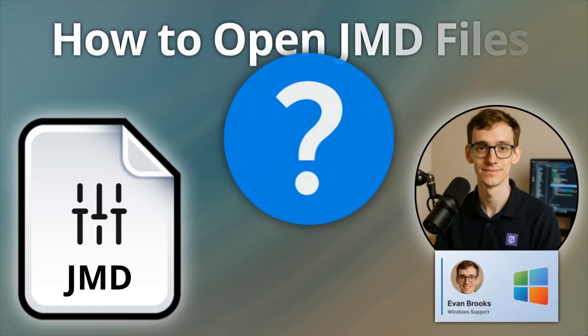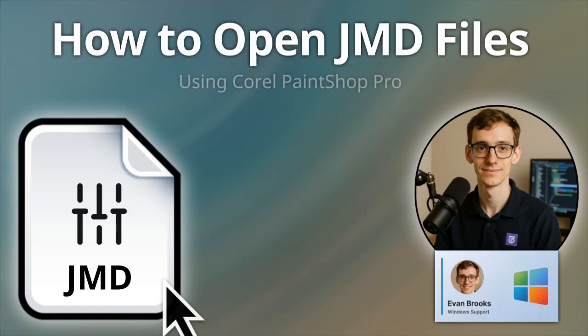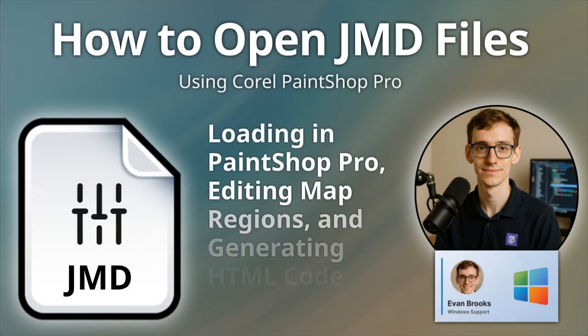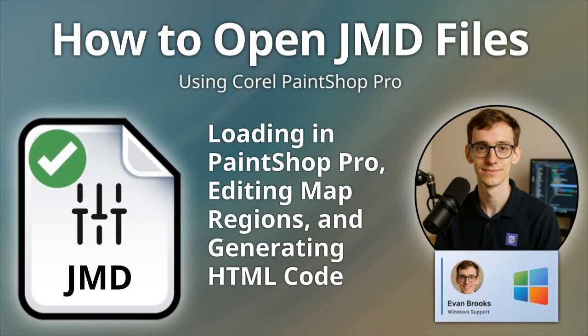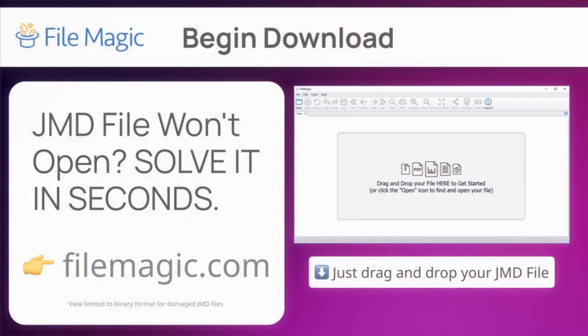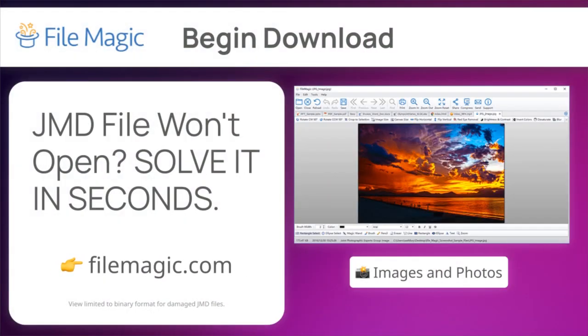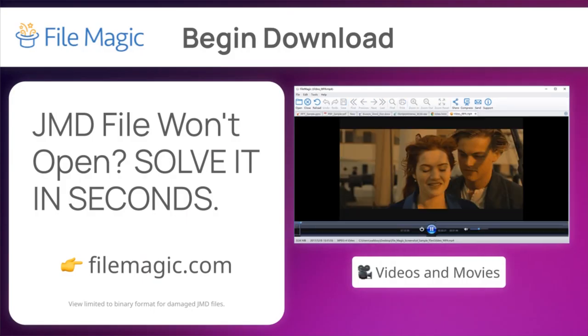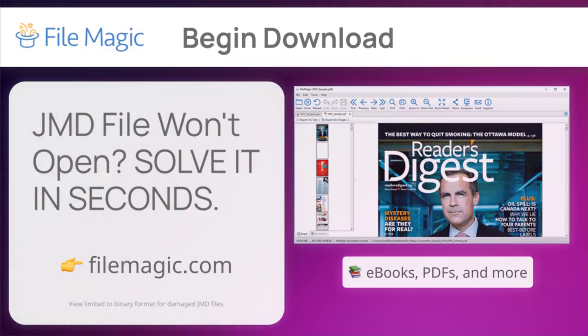Creating image maps for websites in PaintShop Pro and have JMD settings files. These contain configuration for HTML image map generation. I'm Evan Brooks, Certified Support Engineer, and I'll show you how to work with these Corel PaintShop Pro image map settings files. Here's a tip from my professional experience. For those truly difficult JMD files, you need a plan B, a secret weapon. I'll expand more on this after we try the other solutions.